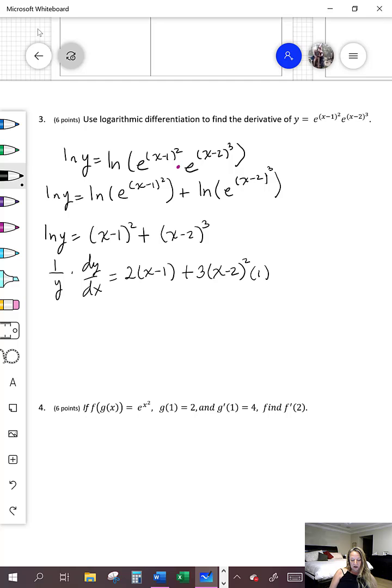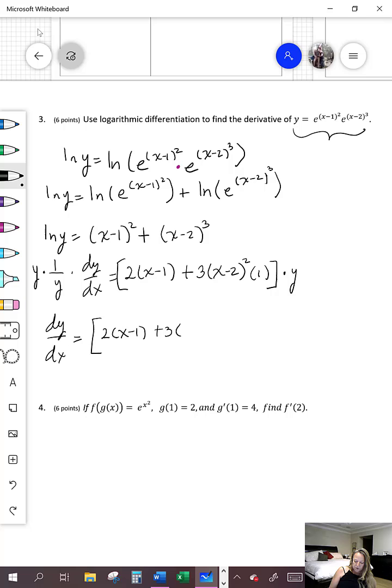We want dy dx by itself, so we're going to multiply both sides by y. But recall, y is just this, e raised to the x minus 1 quantity squared times e raised to the x minus 2 quantity cubed. And so we get that dy dx is equal to 2 times the quantity x minus 1 plus 3 times the quantity x minus 2 squared, all times y, and y was e raised to the x minus 1 quantity squared, times e raised to the x minus 2 quantity cubed.